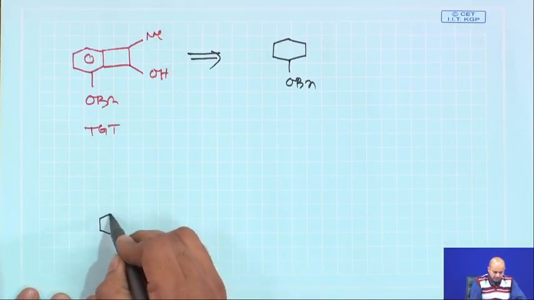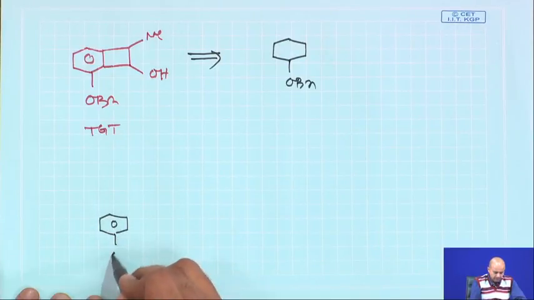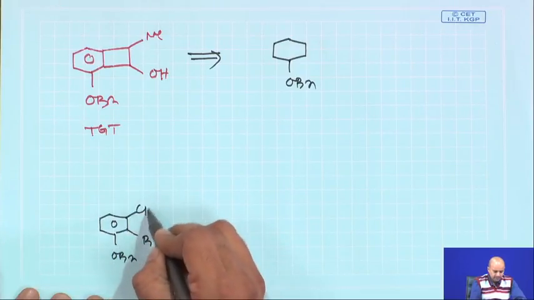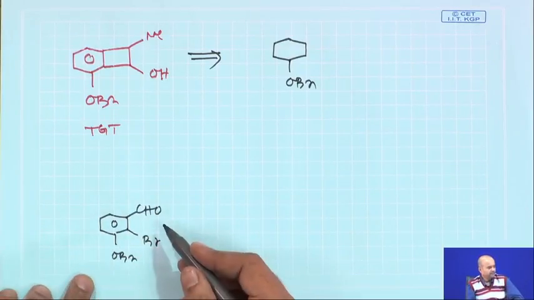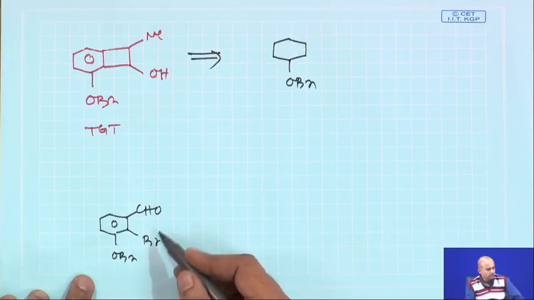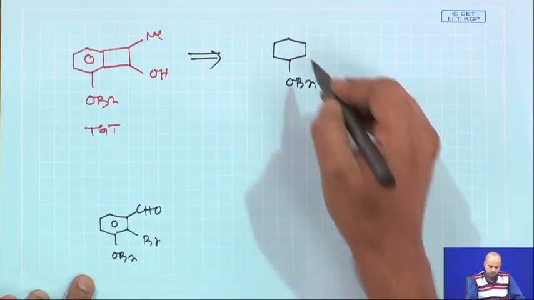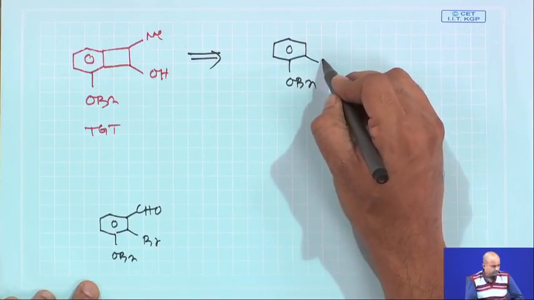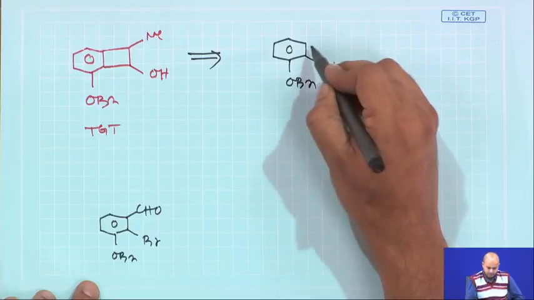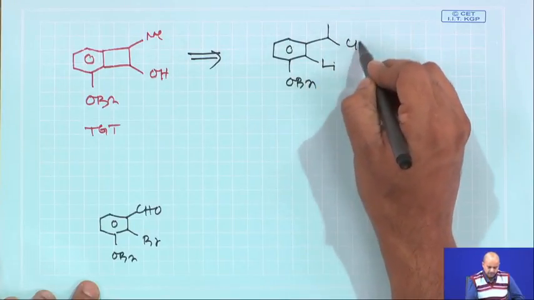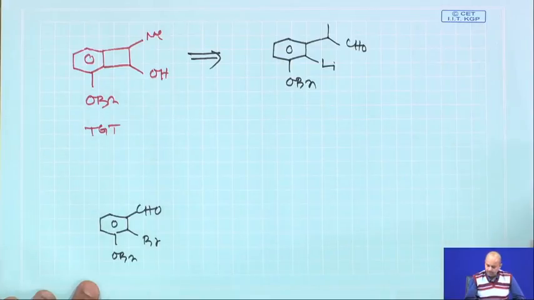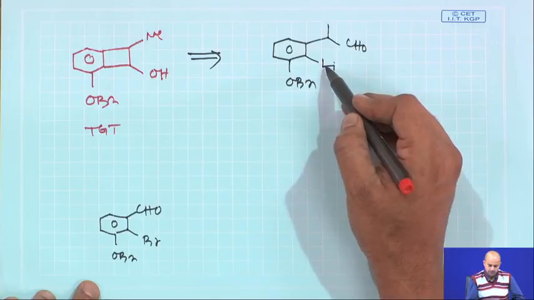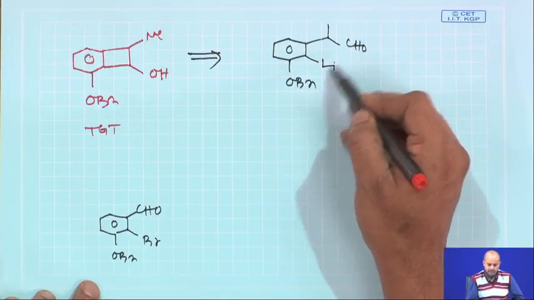I am drawing the starting material here. The starting material is something like OBN, Br and CHO. So, this starting material I am giving to you. Now, I am saying that the retro which will be devised here, I put something like this. I say the cyclobutanol can be synthesized through an intramolecular organolithium coupling with this lithium and this aldehyde.